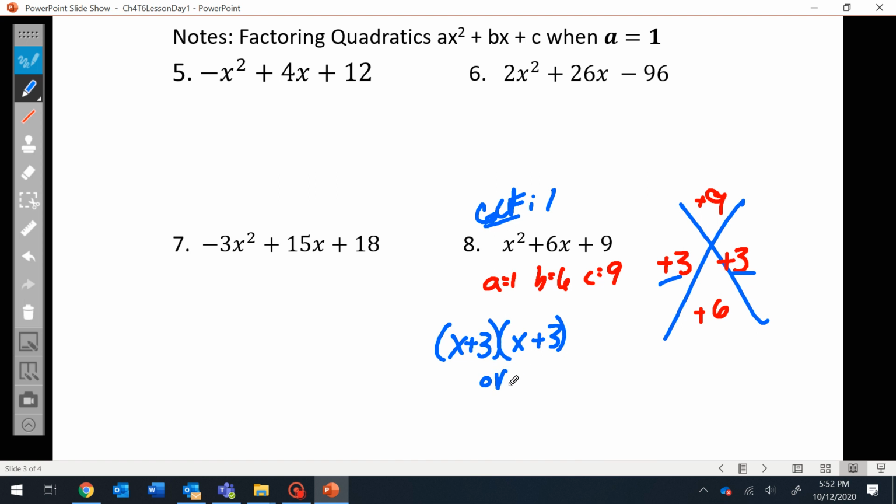There is a better way to write this. Since we're multiplying the same thing twice, we will write this as x plus 3 squared. Our factored form here would be (x plus 3) squared. When you have two of the exact same factors, it's written like this, (x plus 3) squared, or whatever that factor is, to the second power.